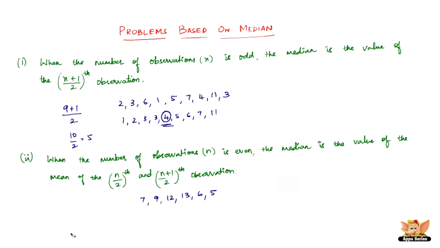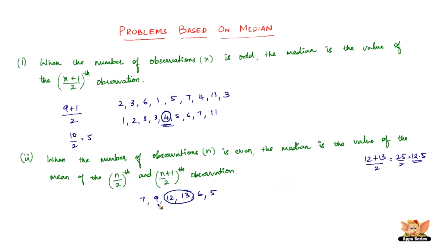So what do you do here? Now, the two middle terms, as you can see just by observing, are 12 and 13. There is no one middle term. You can't choose 12 or 13. So in this case, we need to take the mean of 12 and 13. That is nothing but (12 plus 13) by 2, which is 25 by 2, and that gives you 12.5. So in this case, 12.5 is the median.